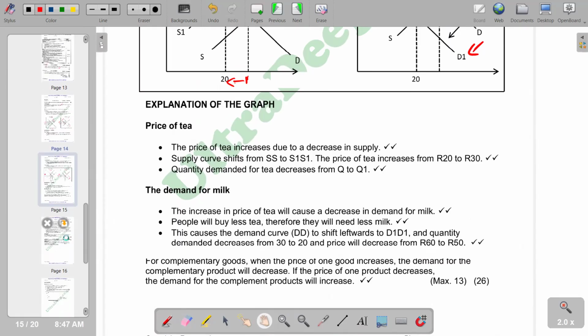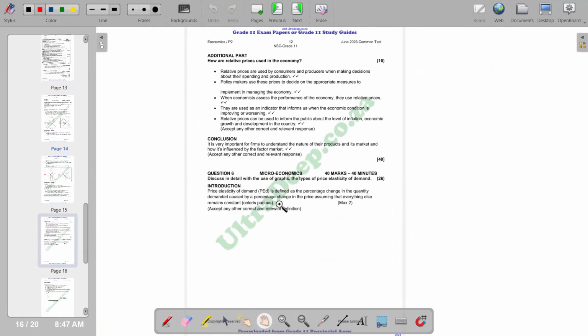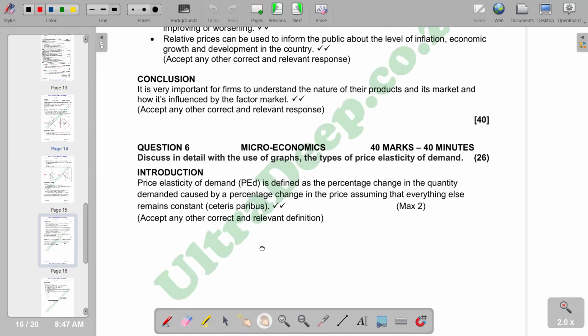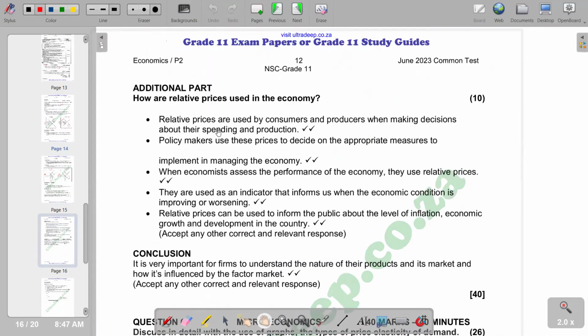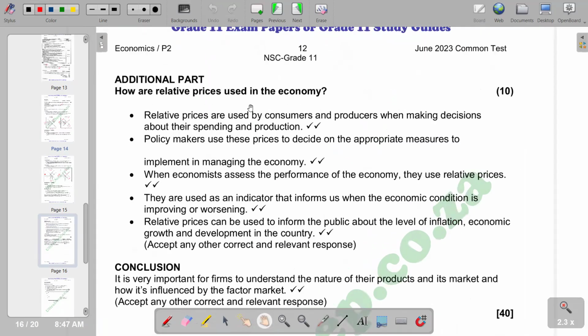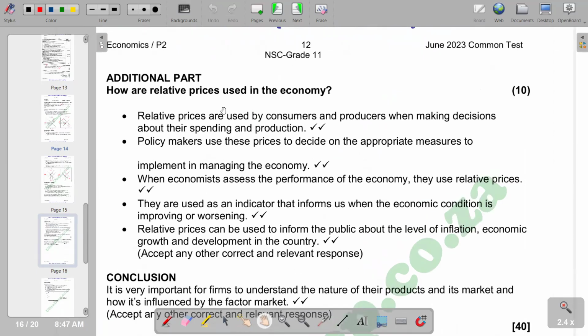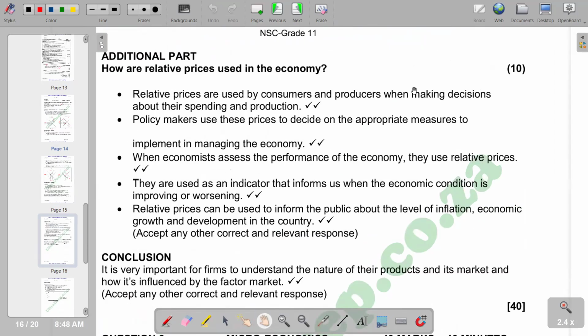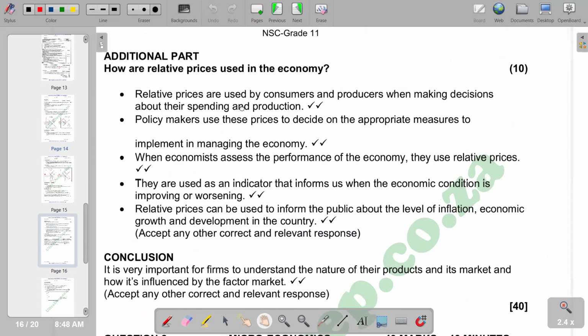So of course, we are left with the additional part, whereby on the additional part it reads how relative price is used in the economy. How are relative prices used in the economy? So relative prices are used by consumers and producers when making decisions about their spending and production. And then also policymakers use prices to describe all the appropriate measures to implement in managing the economy. So these are the points that we are supposed to include under the additional part.